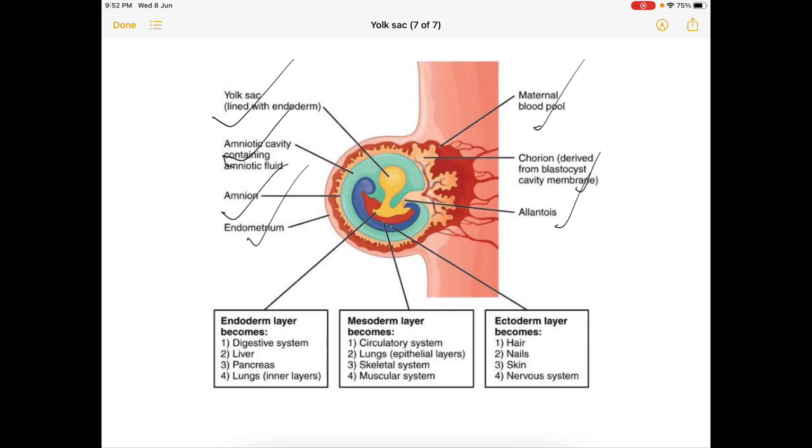Whereas the mesoderm layer becomes the circulatory system, skeletal system, muscular system. The question asks about the kidney, and kidney falls under it, though they didn't mention it here, but skeletal system, the bones, they mentioned in that question, so it falls under skeletal system. So mesoderm is the correct answer. Whereas the ectoderm layer becomes hair, nails, skin and nervous system. Ectoderm is the outermost layer, and it develops into the peripheral parts of our body, that is hair, nails, skin and even the nervous system. Next question.